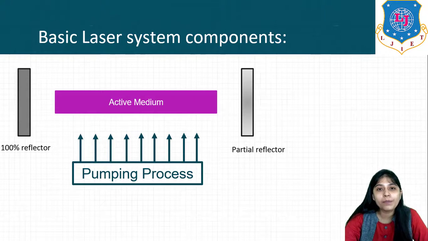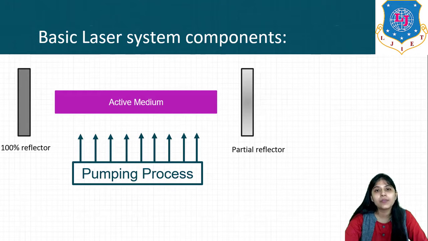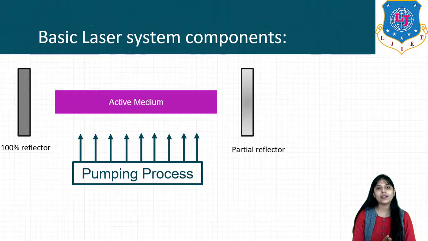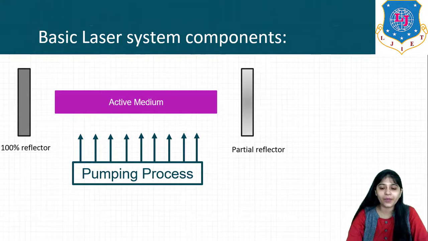Now the optical resonator is a pair of reflecting surfaces, in which one is a 100% reflector and the other is a partial reflector. This optical resonator is used for the amplification of light, to increase the intensity. So these are the basic components of a laser: active medium, pumping source and an optical resonator.